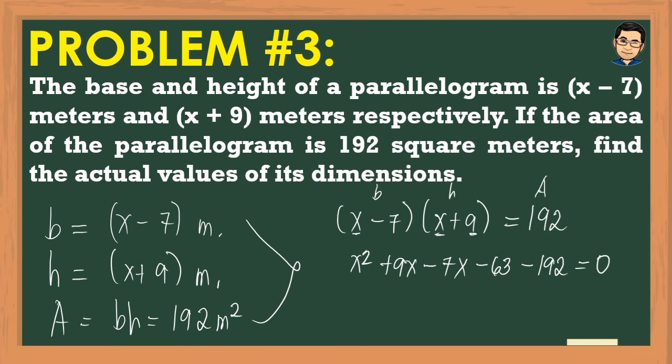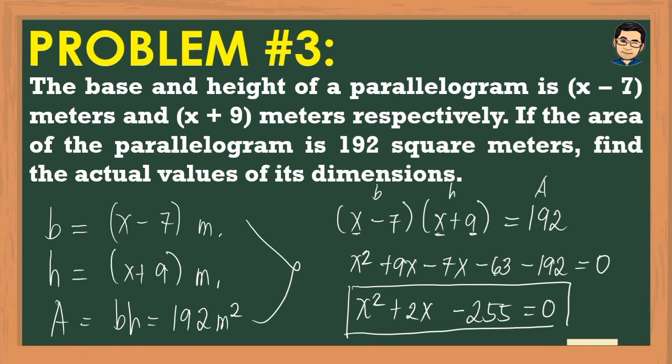So yung x squared, wala naman po siyang kamuka. So bring down. And then 9x minus 7x, that is 2x. Negative 63 minus 192, that is negative 255, is equal to 0. So ito po yung ating equation. So para makuha po natin yung actual values, kailangan po natin i-factor yung given equation na yan. Yung x squared plus 2x minus 255 is equal to 0.